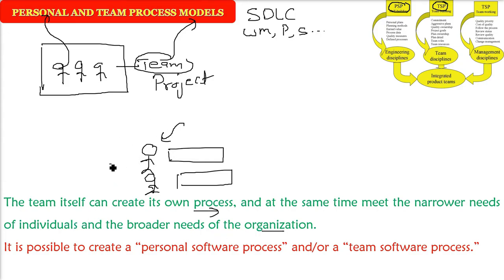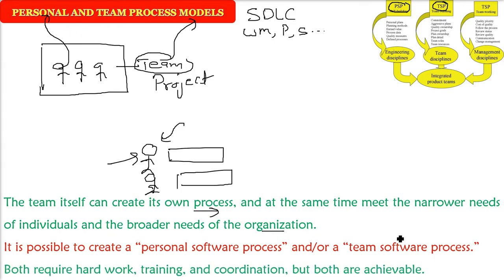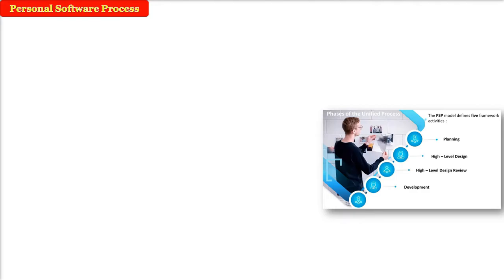So we can create a PSP, or personal software process, and also a team software process. Okay, both require hard work, training and coordination. Why? Because you need to train everyone, you need to train the team, but both are achievable. So again, for a single person it's PSP, for a team it's TSP.